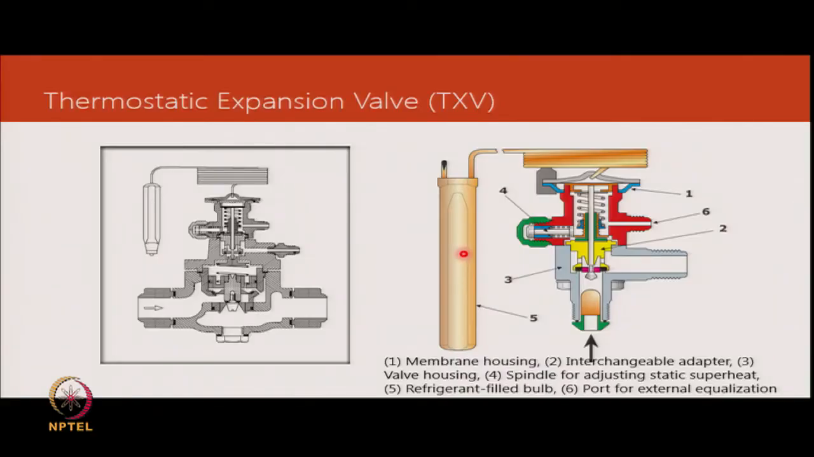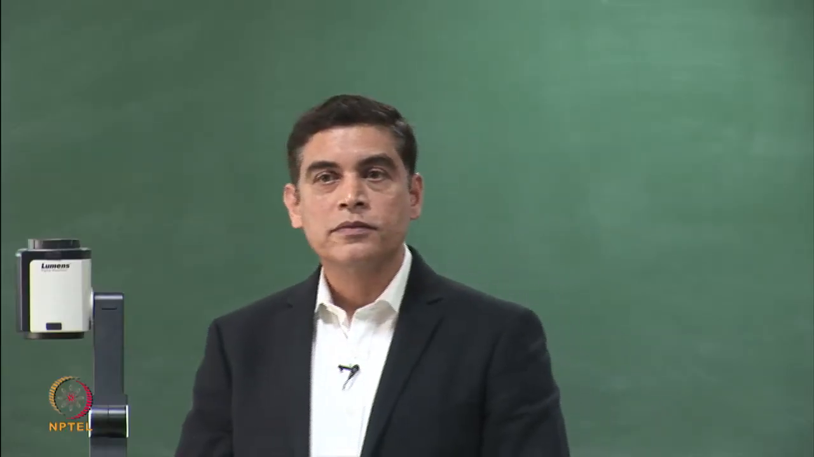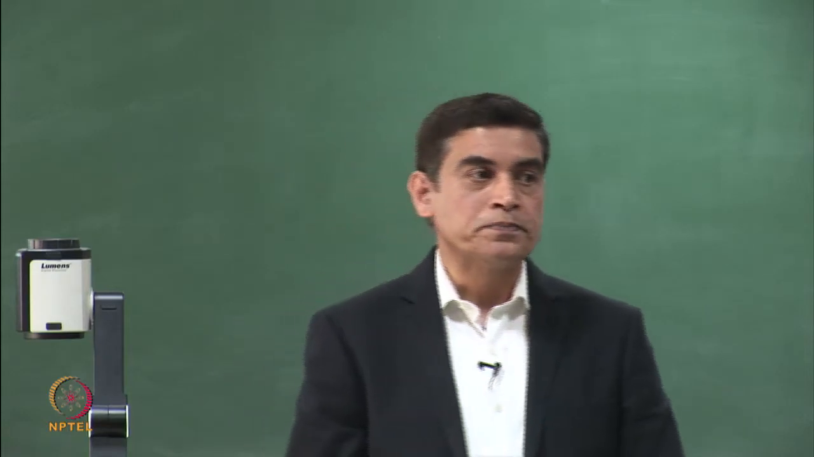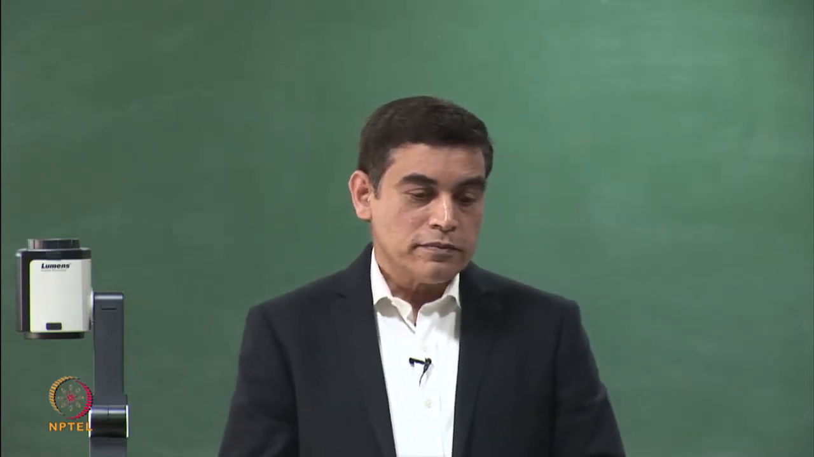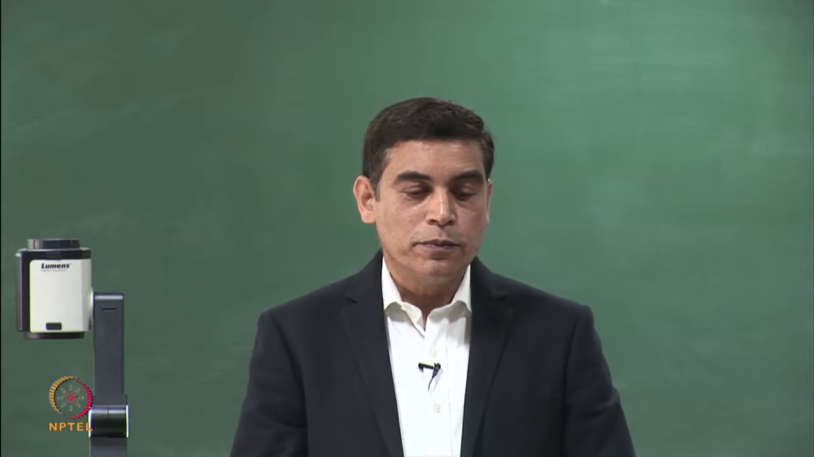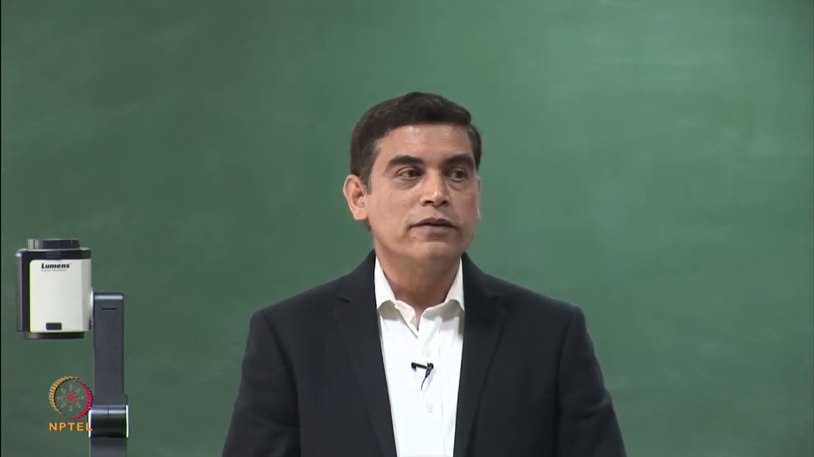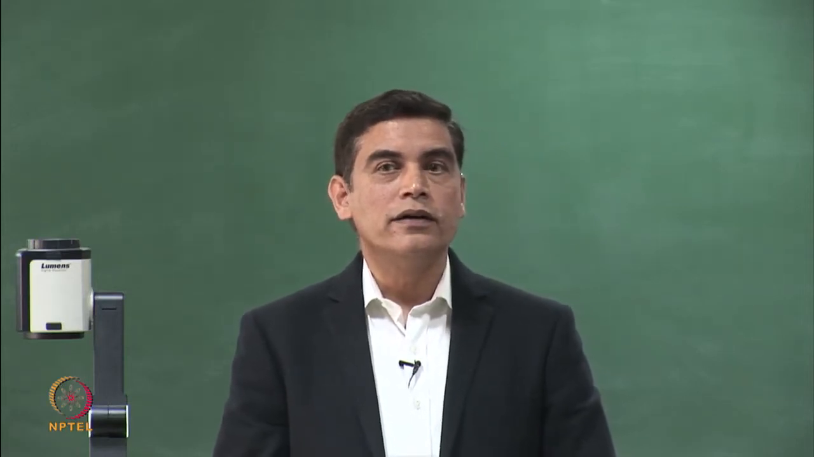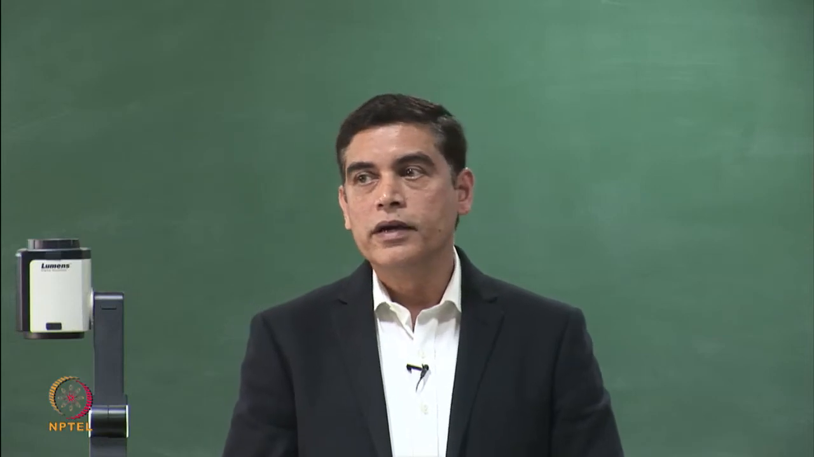So, from monitoring pressure, we are looking at monitoring temperature using a bulb which is filled with refrigerant, and usually the refrigerant is not the same as what is used in the system because of reasons that we are going to get into later. But we want a temperature signal to be modulating the diaphragm so that we can control the superheat at the outlet of the evaporator or inlet of the compressor.